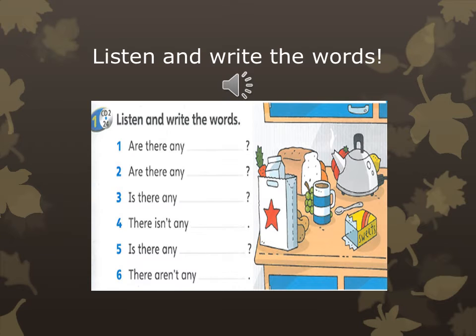Listen and write the words. 1, Are there any grapes? 2, Are there any tomatoes? 3, Is there any bread? 4, There isn't any cake. 5, Is there any milk? 6, There aren't any sweets.